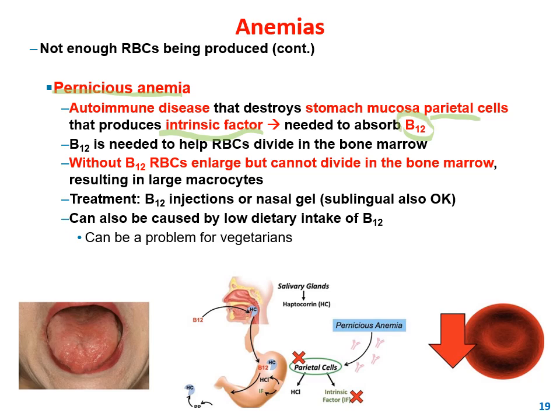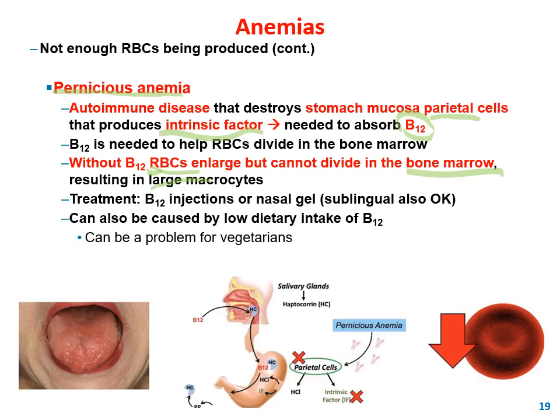So let's say you're eating a nice piece of steak for dinner. If you don't have intrinsic factor, you're not going to really absorb the B12. Now, without B12, the red blood cells get ready to divide and mature, but they can't mature. They get stuck in the bone marrow. They're so ready to mature that they get big, and they cannot really mature. So you have these large cells that get stuck in the bone marrow.